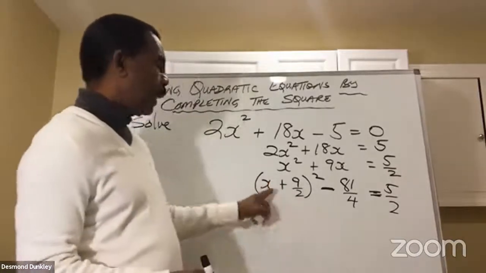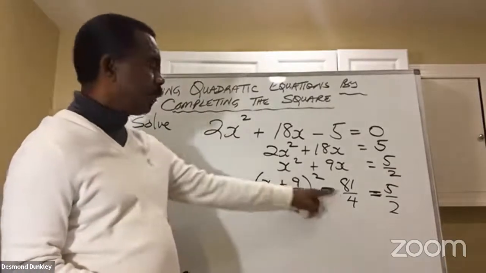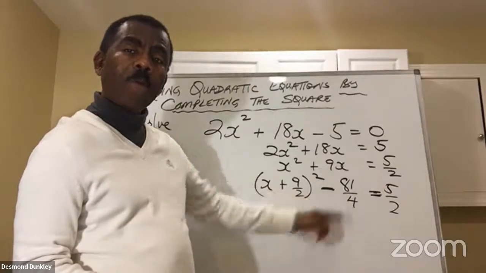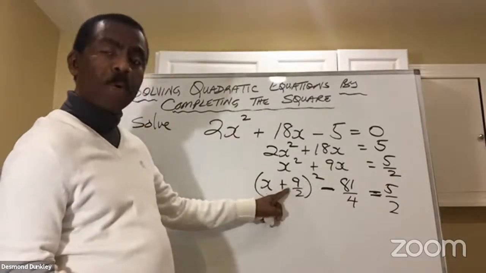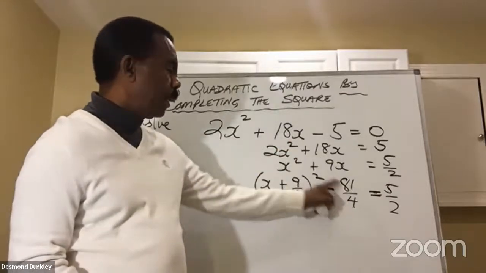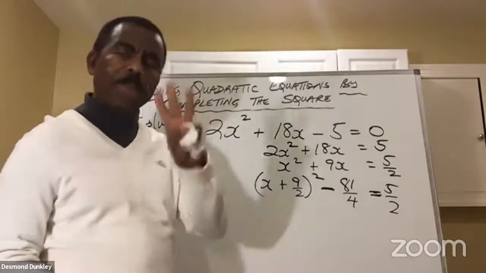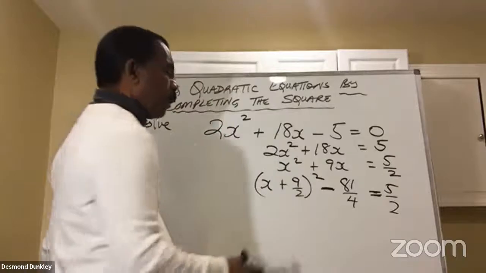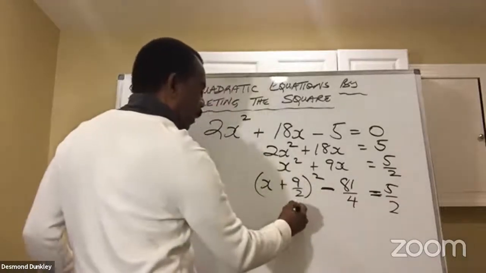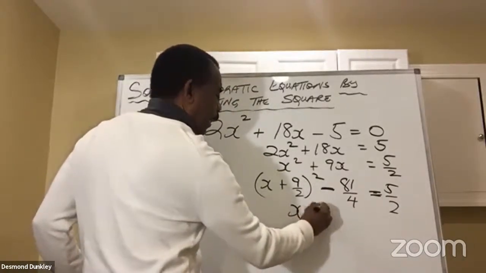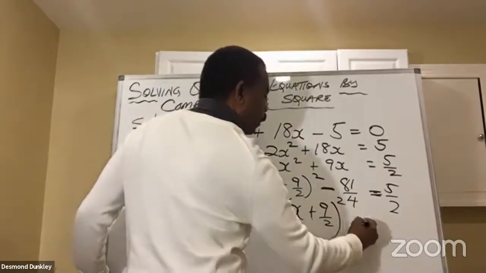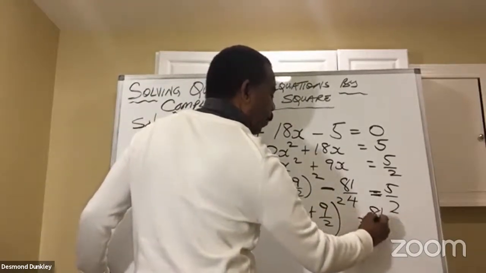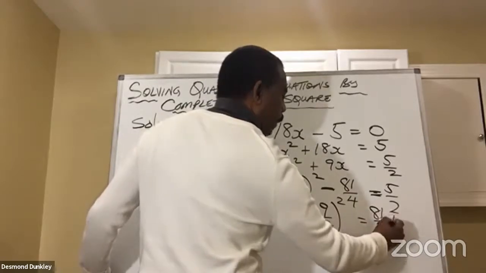We need to get x by itself. So we have to get rid of this negative 81 over 4. We have to get rid of this square. And we have to get rid of this 9 over 2. So we go 1, 2, 3. 3 steps to get to where we're going. So add this to both sides. We end up with x plus 9 over 2 squared is going to be equal to 81 over 4 plus 5 over 2.